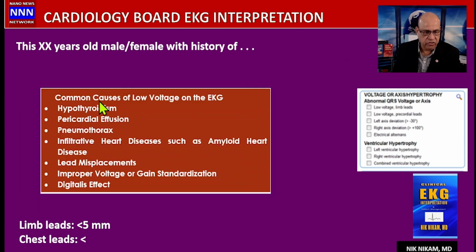Here are some of the causes of low voltage on an electrocardiogram. It could be hypothyroidism, pericardial effusion, pneumothorax, infiltrative heart disease such as amyloidosis or sarcoidosis, or lead misplacement, which is an important consideration because, especially in patients with large breasts, there is a tendency to put the leads all the way across close to the clavicle, and that's where you see negative QS deflections in the anterior leads. Then there is improper voltage standardization. The first thing you do when reading an electrocardiogram is look at the standardization and make sure it is full standardization. Then, of course, digitalis effect.